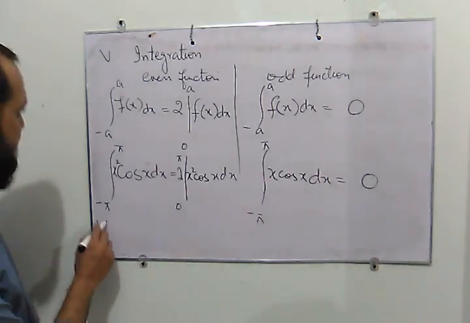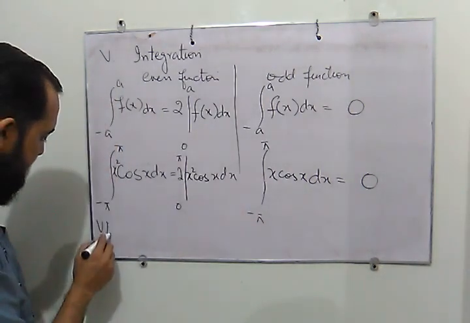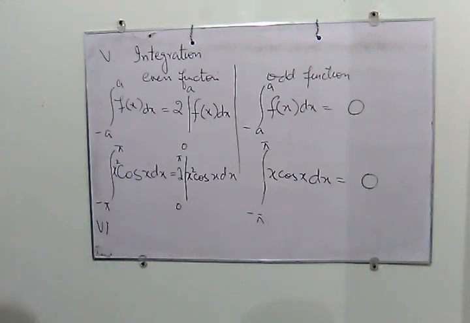And the sixth property is, this was the fifth and this one is the sixth. If the function is even, its derivative will be an odd function, and if the function is odd, its derivative will be an even function.